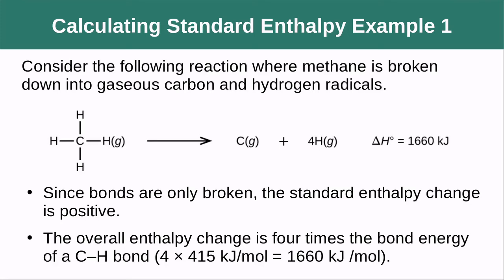Let's consider the following reaction. We have methane, and we're going to break that down into a carbon atom and 4 hydrogen atoms. We're putting energy in to break those bonds. We see that our delta H, or standard enthalpy, is positive. Since bonds are only broken, the standard enthalpy is positive. The overall enthalpy change is 4 times that of a C-H bond.